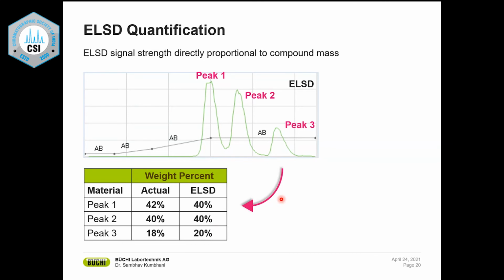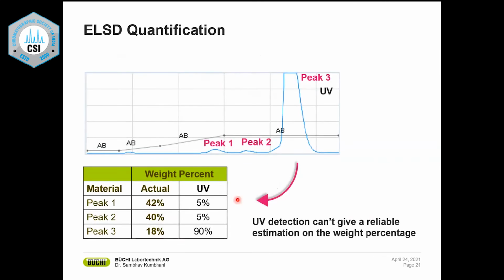But now if you compare the same thing with respect to UV, although the concentration is the same, their absorptivity is so different that peak 1 and peak 2 are not really absorbing any UV light, whereas the third compound is absorbing almost all the UV light, and that peak is huge, whereas peak 1 and peak 2 are so small that you cannot quantify anything using UV. And that is, I think, a big disadvantage of UV.